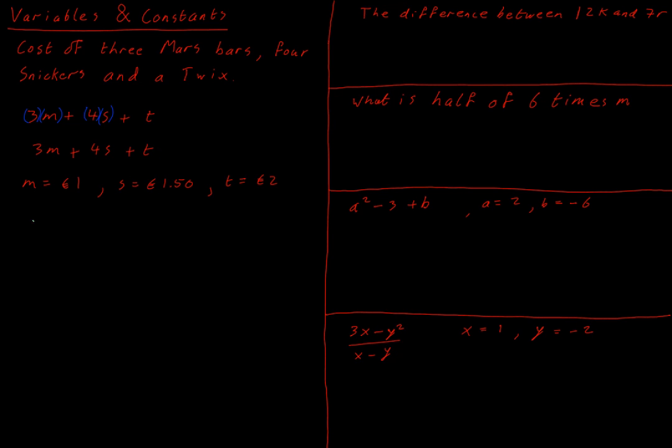So what I can do is, in place of my letters, I can now put the numbers that I know for it. So this is shop 1. We'll say this is the first shop we go into. And this is the costs for shop 1. And I put in then, well, the cost of each Mars bar is €1. And the cost of each Snickers bar is €1.50. And the cost of my 1 Twix bar is going to be €2.